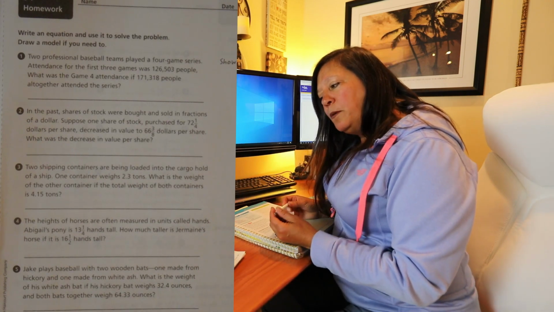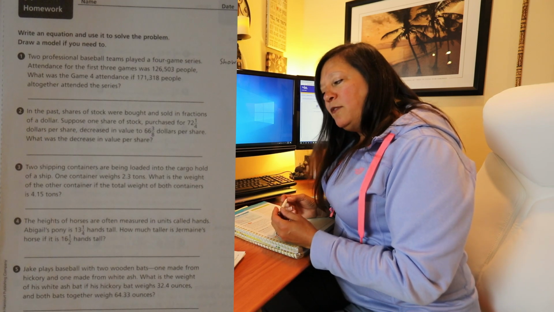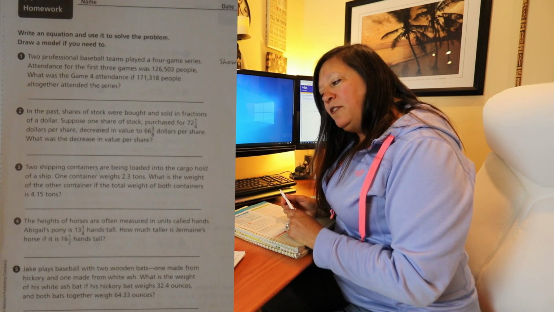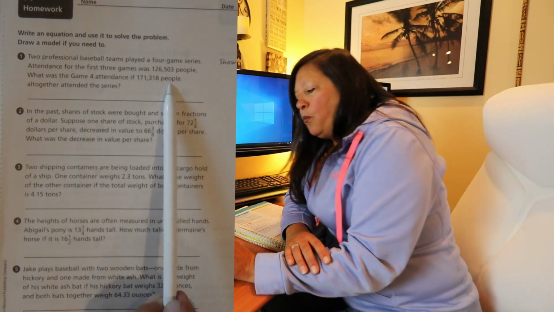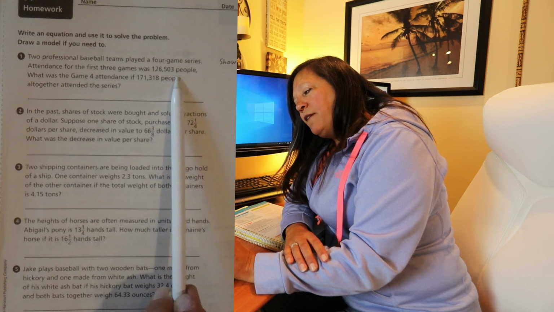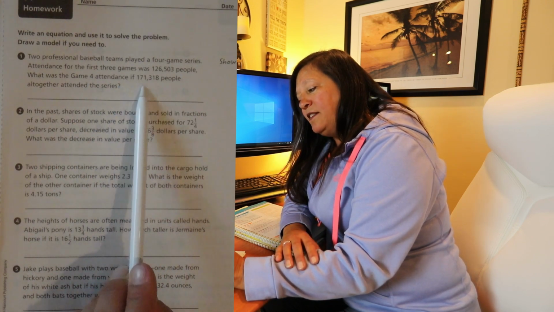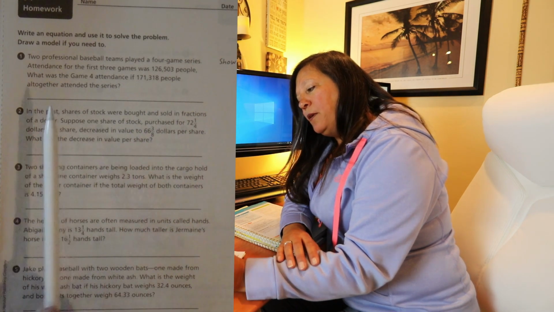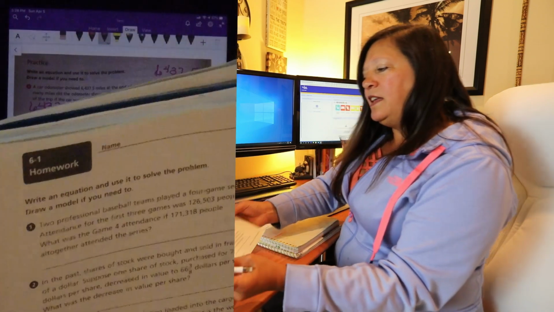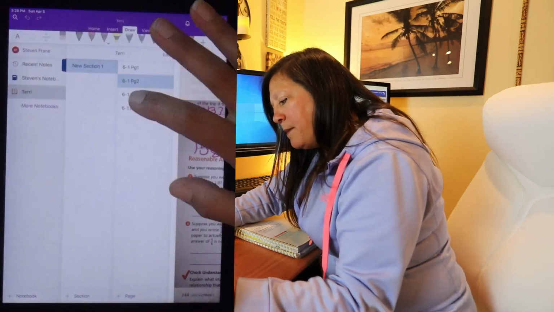So number 1, 2 professional baseball teams played a 4-game series. Attendance for the first 3 games was 126,503 people. What was the game 4 attendance if 171,318 people altogether attended the series? Actually, I do have this in here. Let's go right to that page.